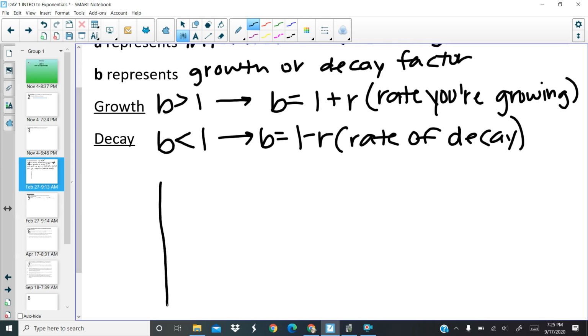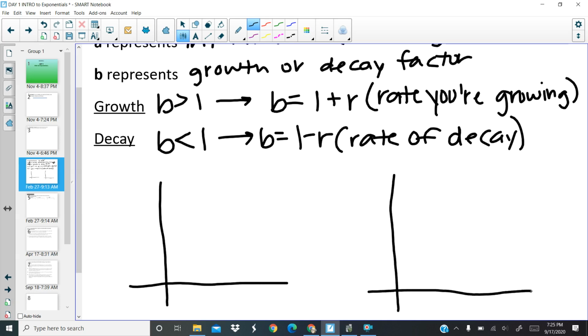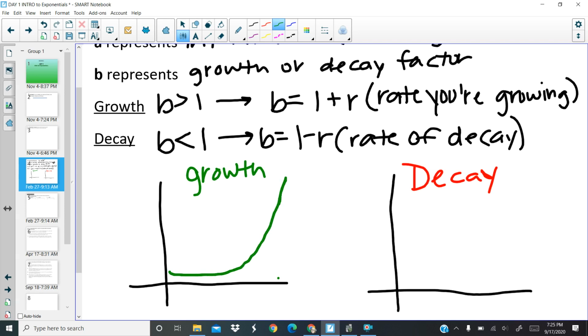But then I also just want to show you what each of these will look like on a graph. So I'm going to draw a couple of x and y axes. This one, I'm going to show you what exponential growth looks like on a graph. And this one, exponential decay. With exponential growth, it means that you started off with some amount, and then it just starts growing and going up really, really quickly. So that's what exponential growth looks like.